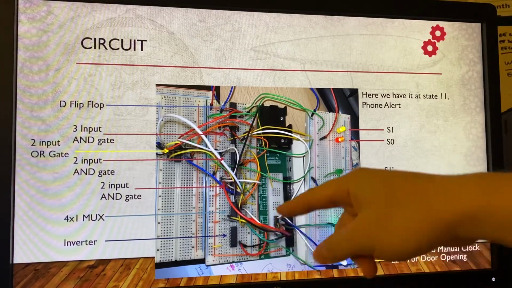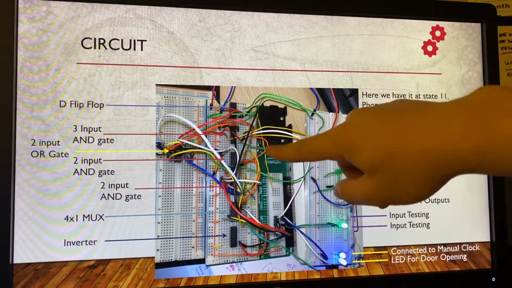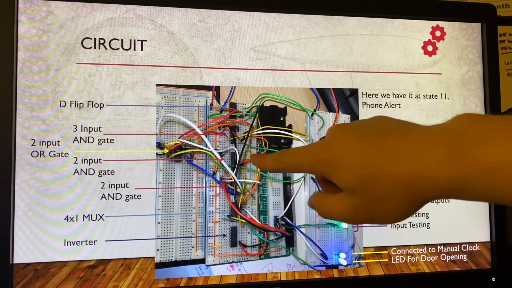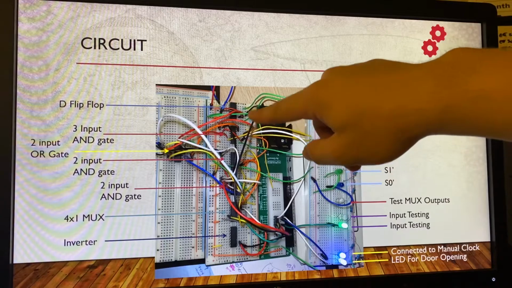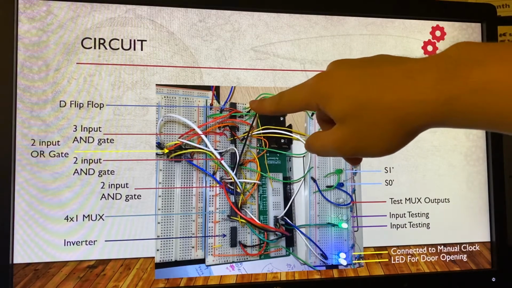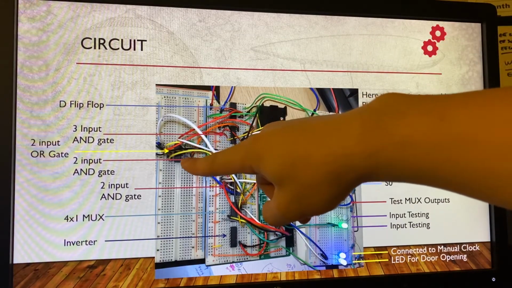It's an inverter, my 4x1 MUX, and then these are my 2 AND gates, so it gets lost in the mess. And then a 3-input AND gate. This is the D flip-flop. And then lastly, that's the OR gate I had to use later on.